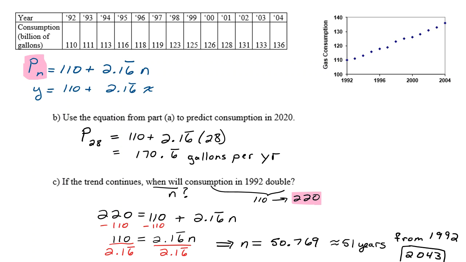Now, when you're making predictions like this, you're assuming the trend continues. With a lot of things in life, we might see a linear trend for a short amount of time, and then something will change out here, and maybe it'll level off, maybe it'll start increasing more. So we always have to watch our trends and then reevaluate our data.